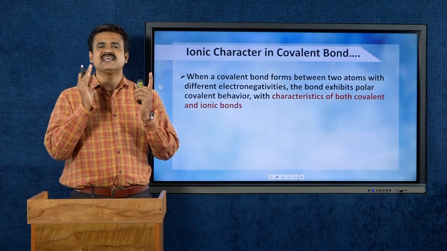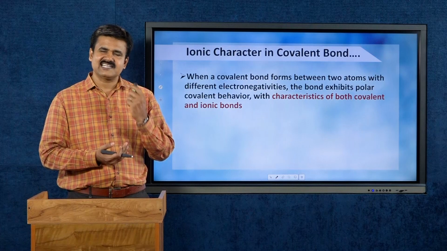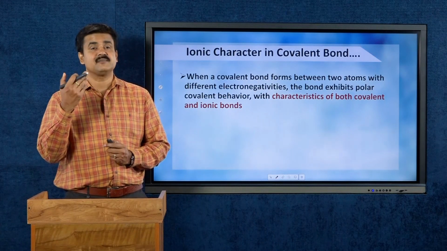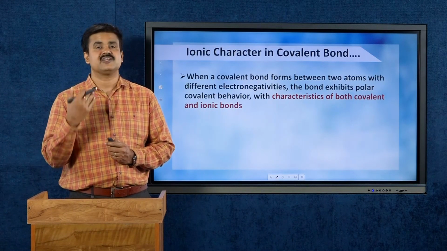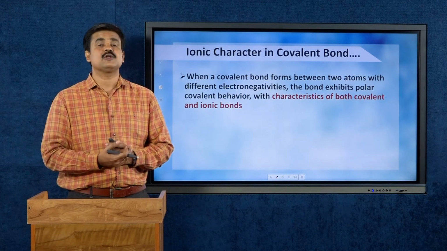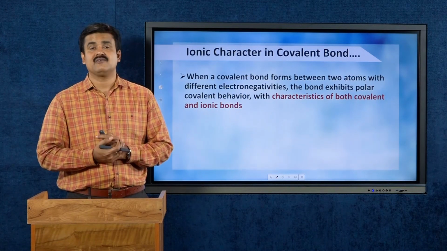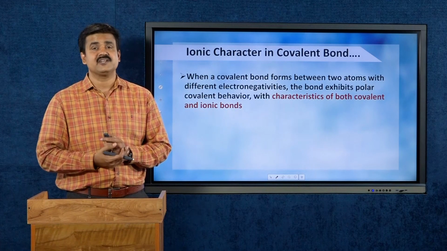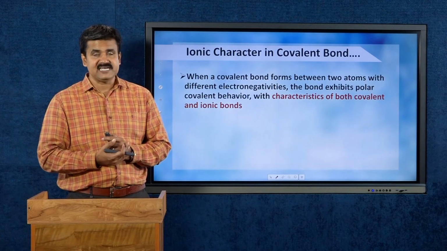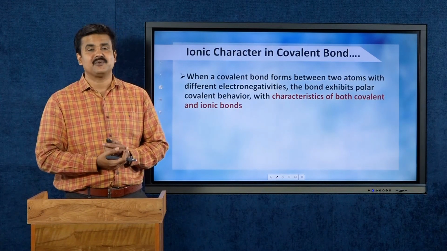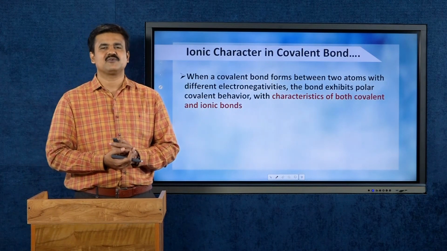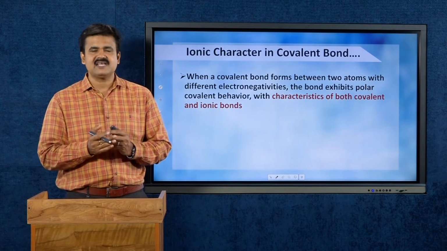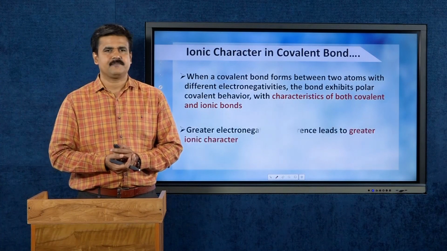So, if there is a covalent bond between hydrogen and chlorine, there is a considerable electronegativity difference between hydrogen and chlorine, so that the HCl covalent bond is not 100% covalent, but it is a polar covalent bond. A polar covalent bond means one which is associated with some ionic character also. So, such kinds of covalent bonds have ionic as well as covalent character.